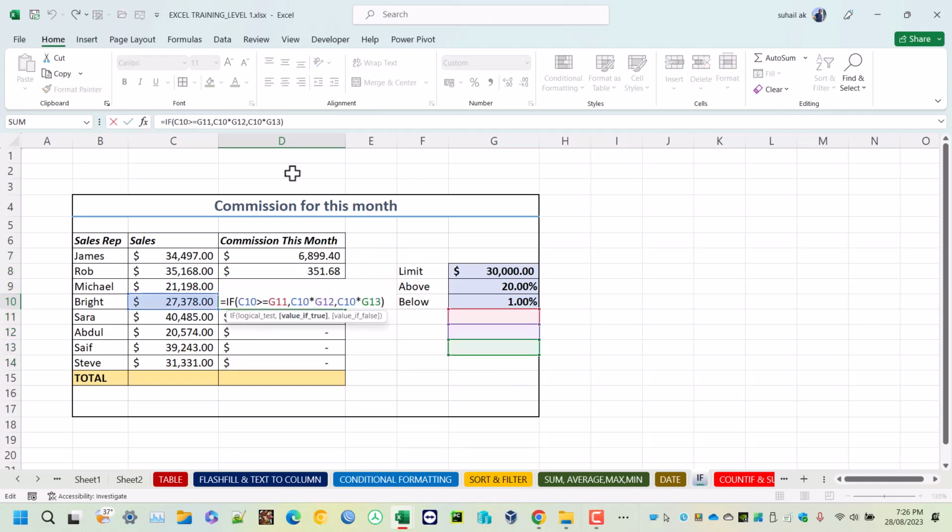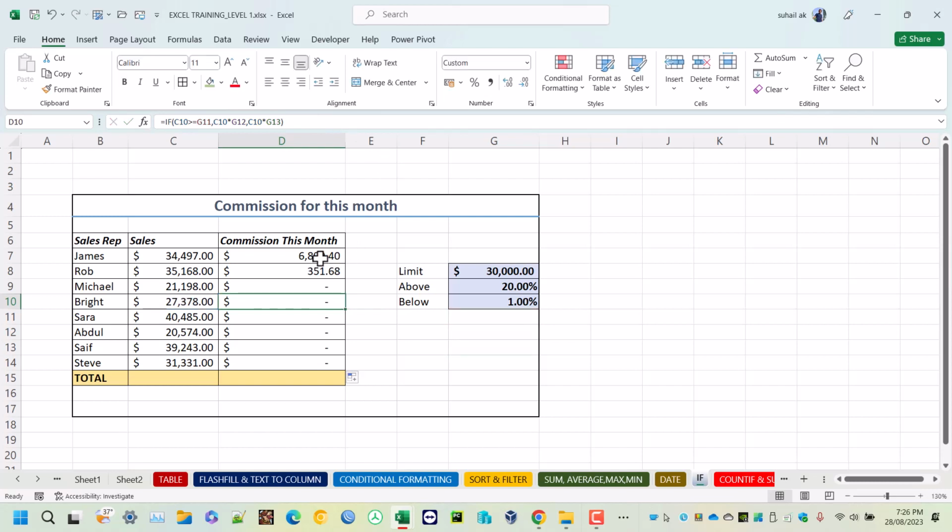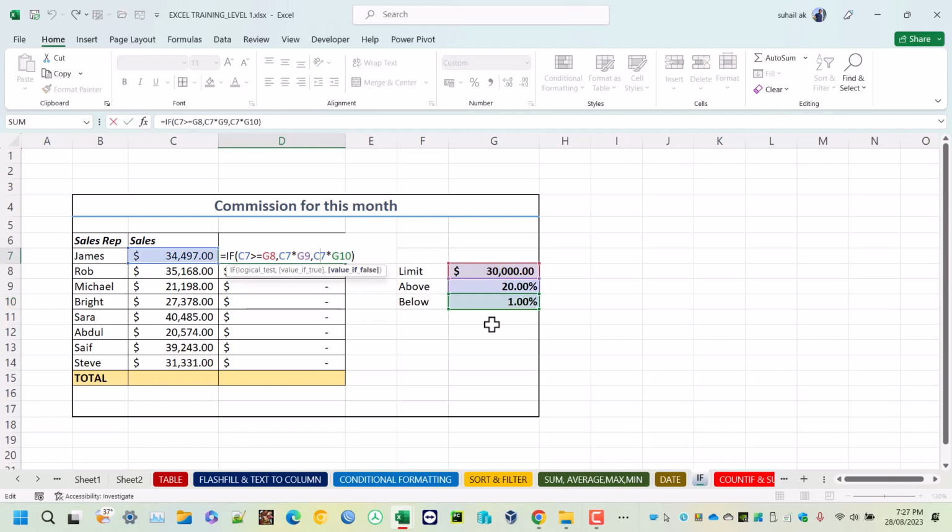That is completely because of the absolute reference that we learned earlier. So we need to apply the absolute reference to a few cells here. Which cells require absolute reference? In this scenario, all three cells, 30,000, 20% and 1%, which are G8, G9 and G10. Let me go to the very first one and go to G8, press F4, G9, press F4 on your keyboard, and again G10, press F4. I mean function key F4, which is on the top row of your keyboard.